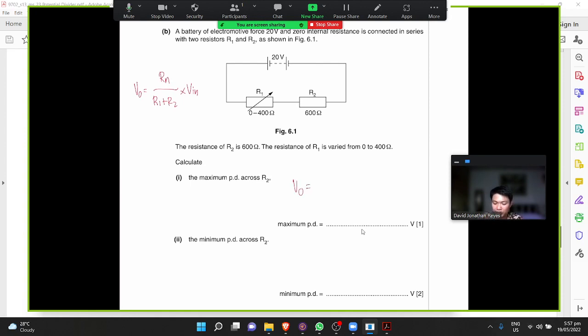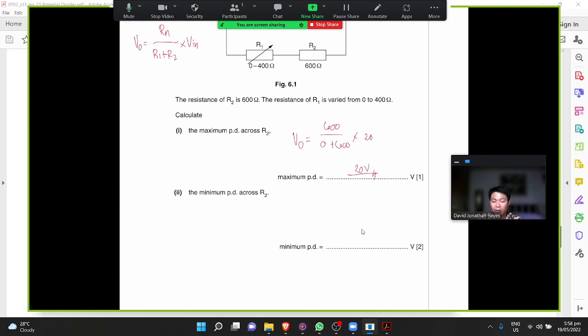Voltage output is equal to 600 over 0 plus 600 times 20 volts. So see what's going to happen. Of course, that's 600 over 600. That's 1 times 20, and you will get 20 volts. All right. Now, how about the minimum PD across R2?